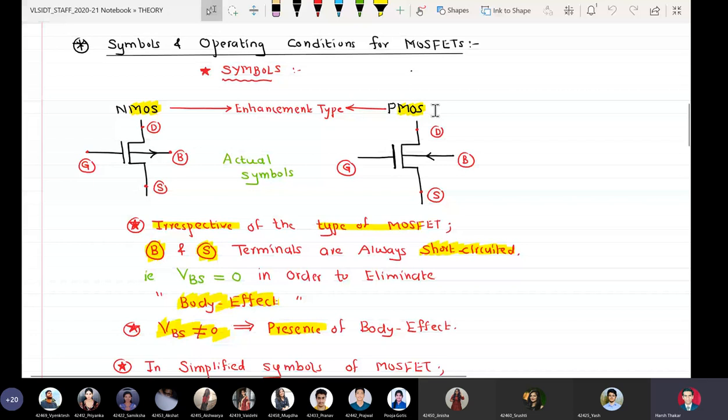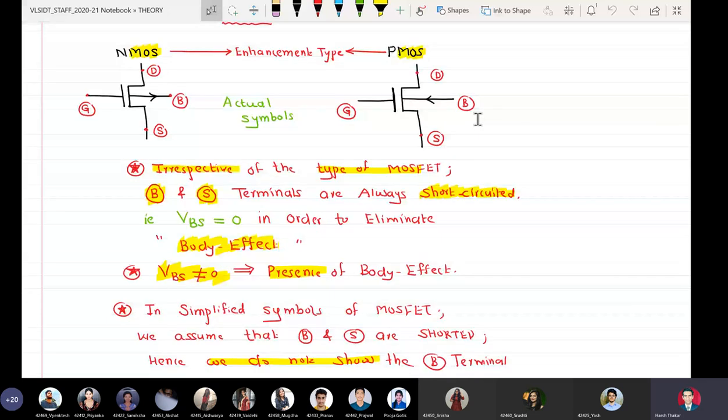We also mentioned that if body and source terminals are short circuited, then the body effect actually vanishes. So we say there is no body effect, and if VBS is not equal to 0, then we say that the body effect is present and it has its own negative consequences.